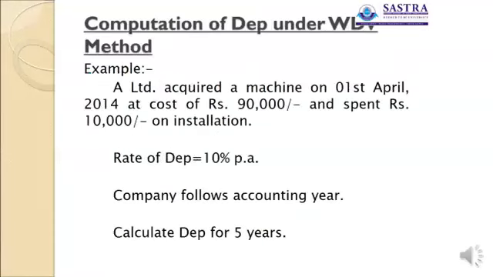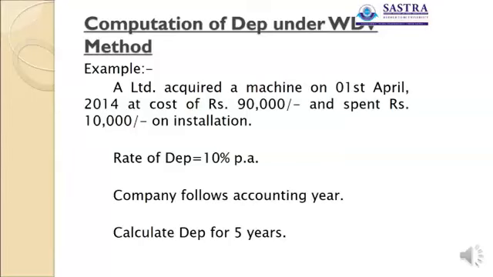See here, computation of depreciation under written down value method. A Limited acquired a machine on 1st April 2014 at a cost of 90,000 and spent rupees 10,000 on installation. The rate of depreciation is 10% per annum. The company follows the accounting year. Calculate depreciation for 5 years. See, 90,000 plus 10,000, so 1 lakh. Rate of depreciation 10%, 10 by 100.